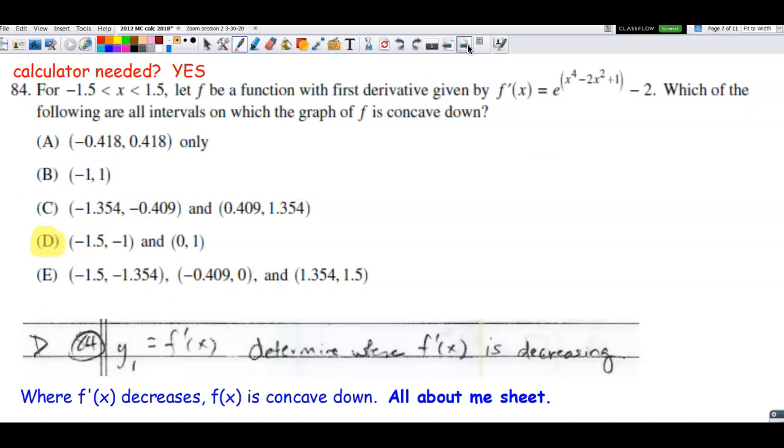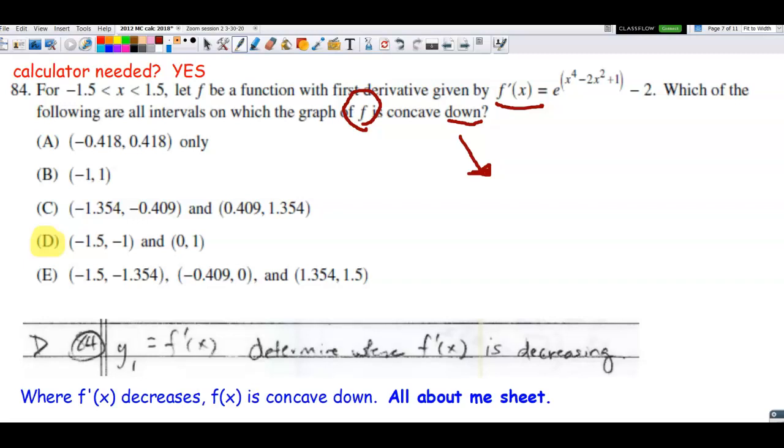Number 84, do you need a calculator? You do. So we're on the interval from negative 1.5 to 5, so you have to keep that in mind, with the given first derivative here. Which of the following are intervals where f original is concave down? For f original to be concave down means that the first derivative is decreasing. So you don't have to find the second derivative. You can make the calculator do the second derivative for you, but you don't really have to.